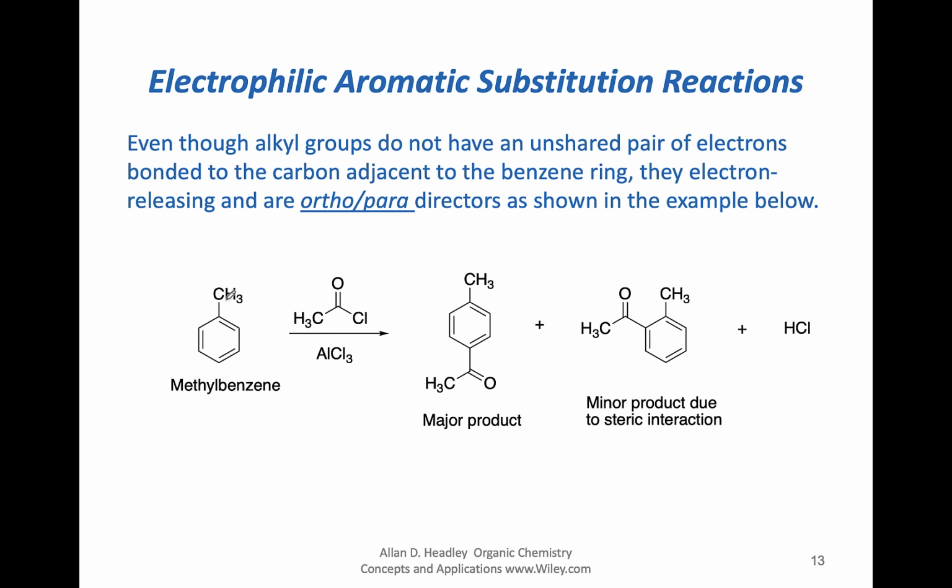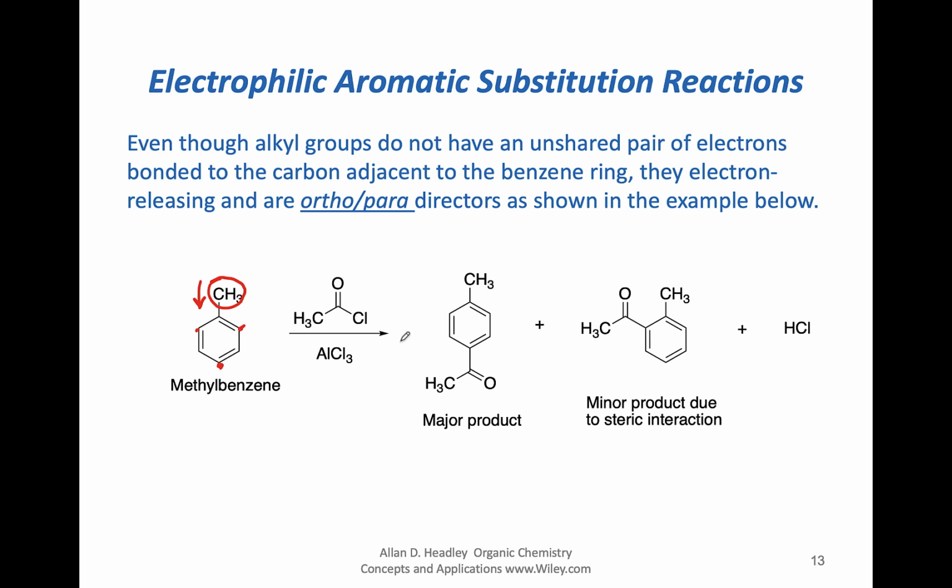Here is another example. This one is the methyl substituent. Notice there are no electrons here on this carbon. So the question now is, what is the major product if we react toluene, or methylbenzene, with an acid chloride in the presence of aluminum trichloride, the catalyst, in the Friedel-Crafts acylation reaction? The bottom line is that alkyl groups are considered electron releasing. So it will activate the ortho positions and the para position.